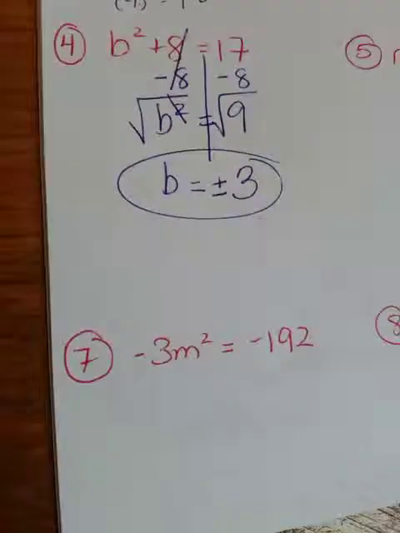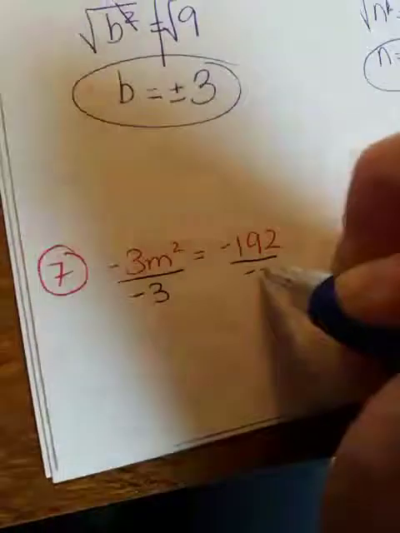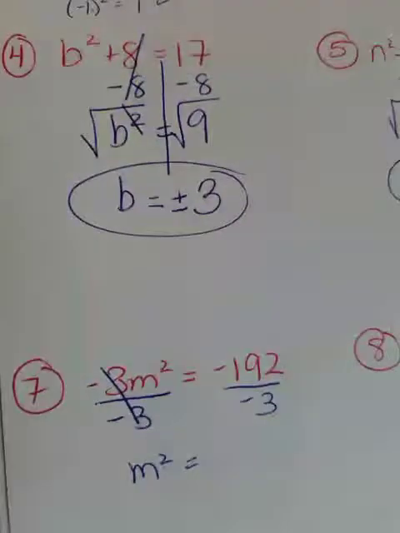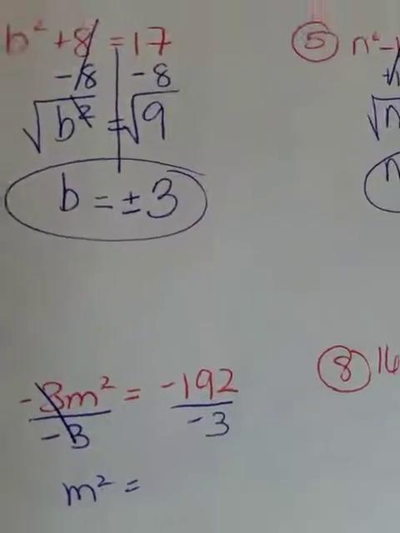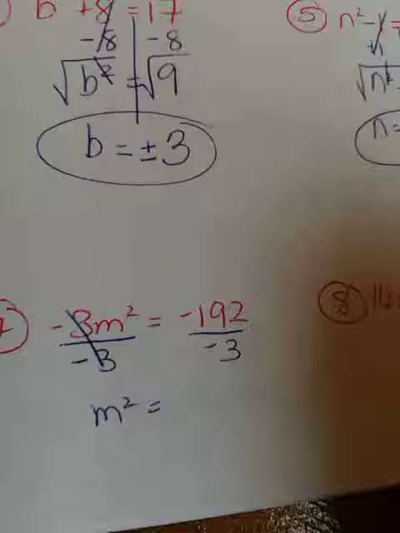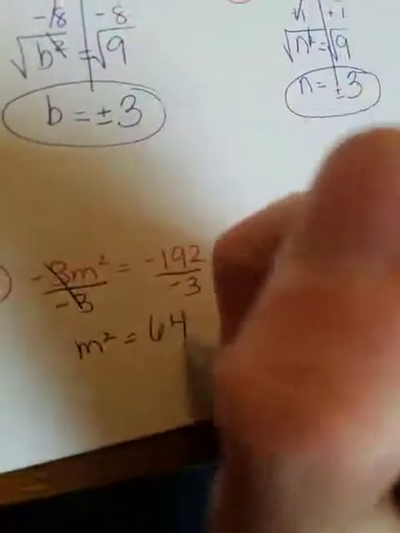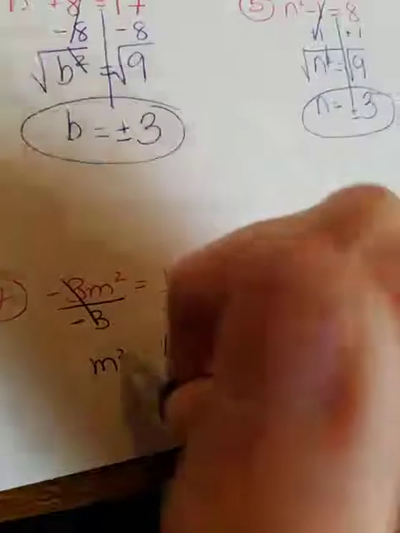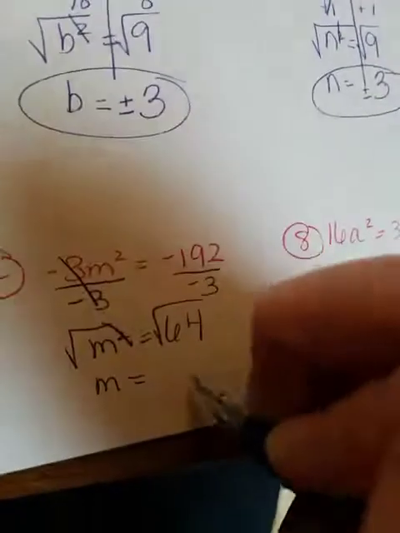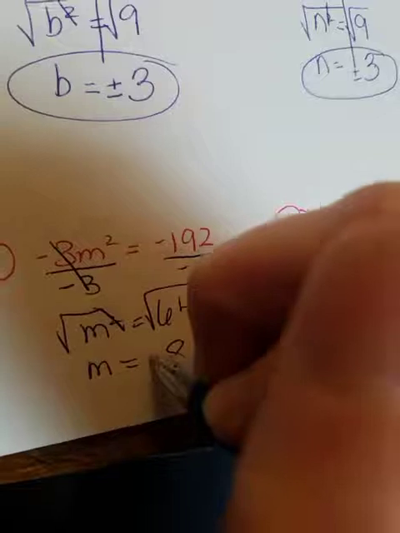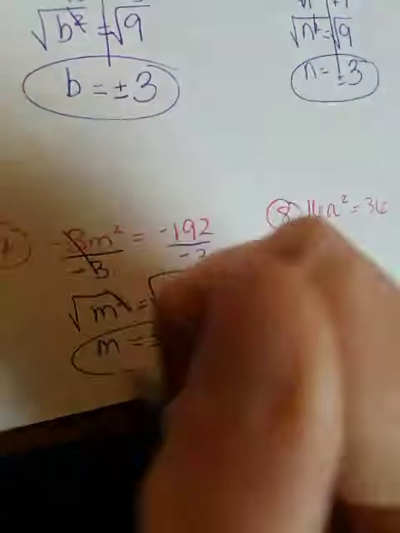Number 7, another multiplication. We have to divide both sides by negative 3 to get the m by itself. So, negative 192 divided by 3, that's 64. So again, I have to get rid of the squared. I take the square root. The squared and the square root cancel. The square root of 64 is 8. I get two answers, plus or minus 8.